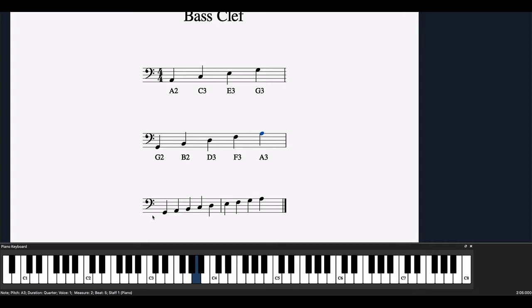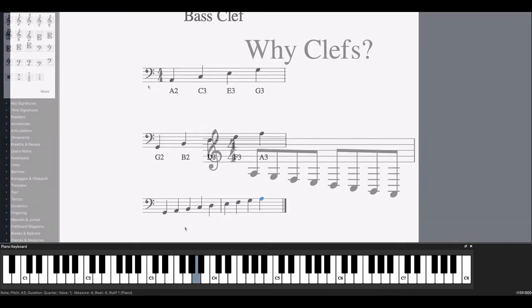And lastly, here are all the pitches that correspond to the lines and spaces of the bass clef. Starting on G, we have G, A, B, C, D, E, F, G, and A.